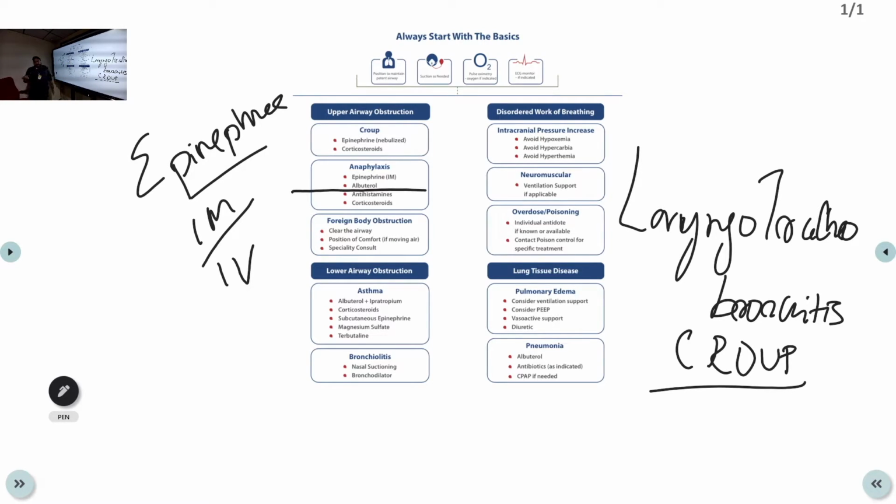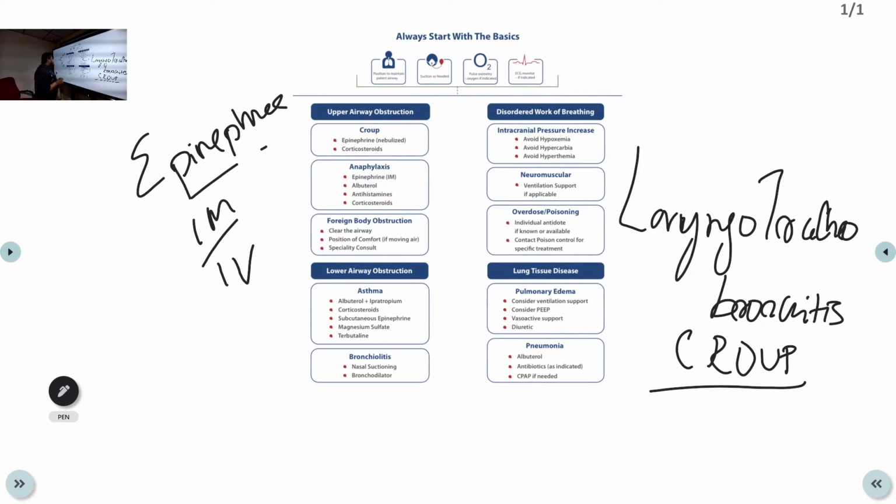When it is not anaphylaxis, just a mild allergic reaction, you can think of giving antihistamines like cetirizine or Avil (chlorpheniramine maleate) and corticosteroids. So that is anaphylaxis, the second upper airway obstruction.